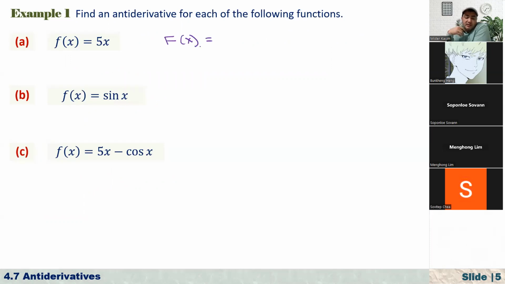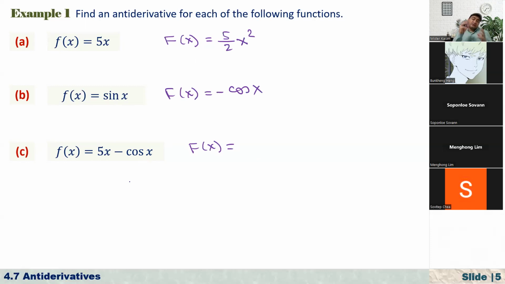Now, again, I'm asking myself, what function's derivative is 5x? So that is 5 over 2 x squared. And how about the second one? Again, f of x, we have just done this, that is minus cosine of x. Now, how about this? Question C. So that is what function's derivative is 5x minus cosine of x.